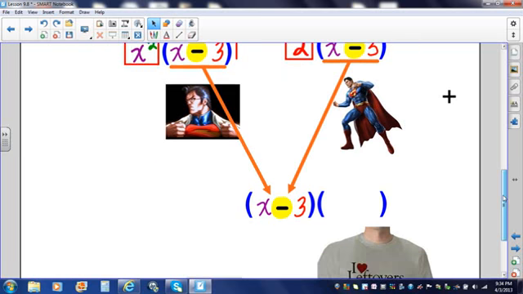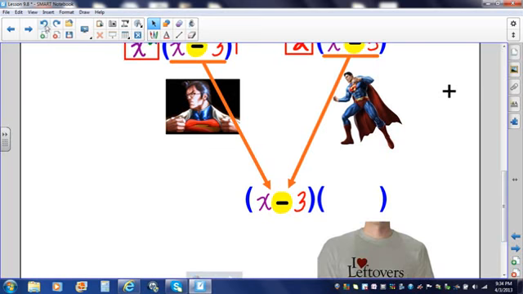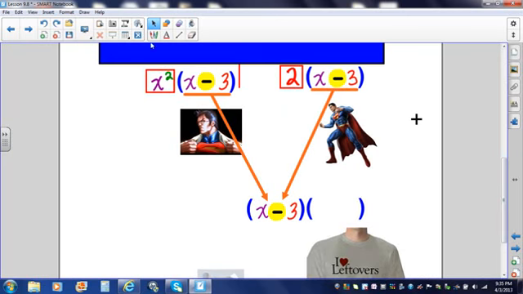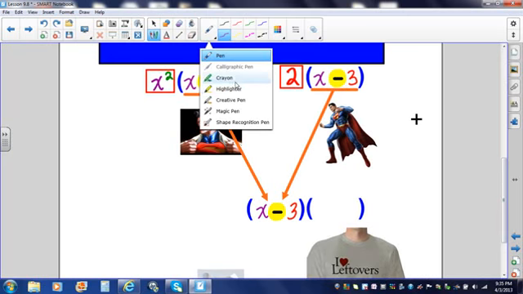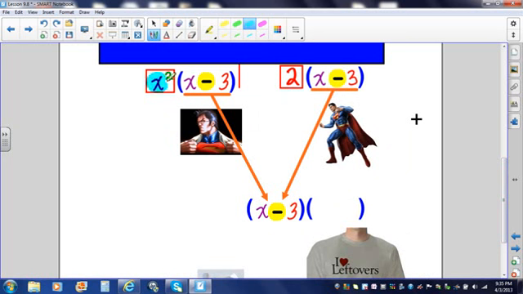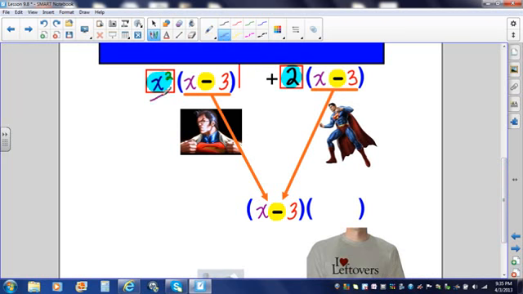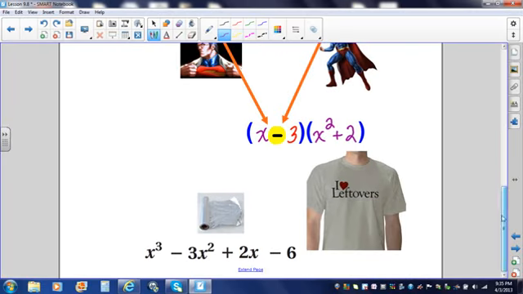I love leftovers. So we put another set of parentheses, and we ask ourselves, what is left over? Well, on the left side, we have x squared left over. On the right side, we have 2 left over, and that is a positive 2. So write your leftovers inside the parentheses. So we have x squared left over. We have a positive or a plus, and we have a 2 left over.